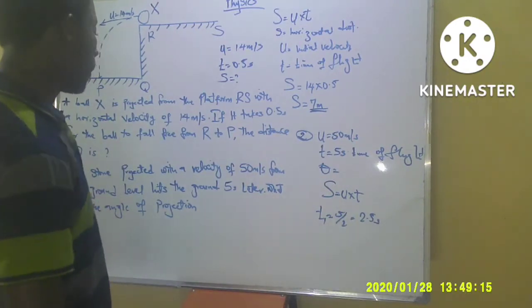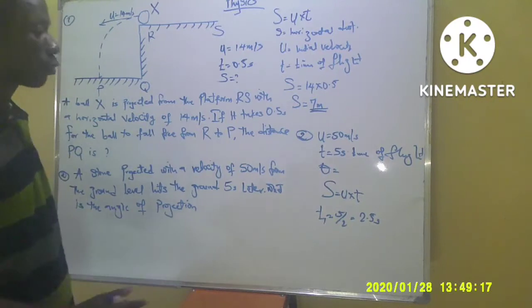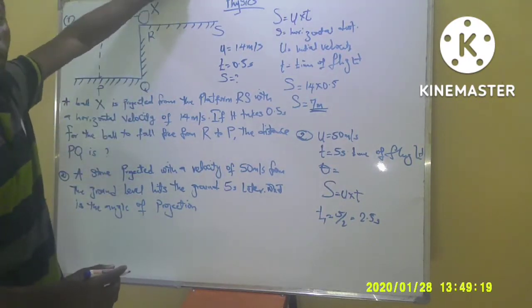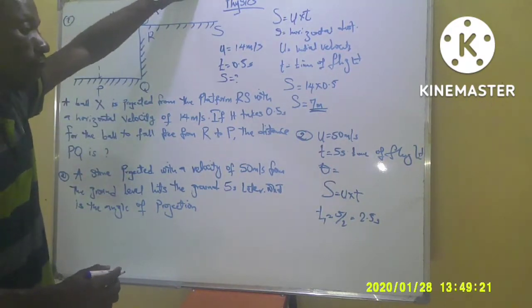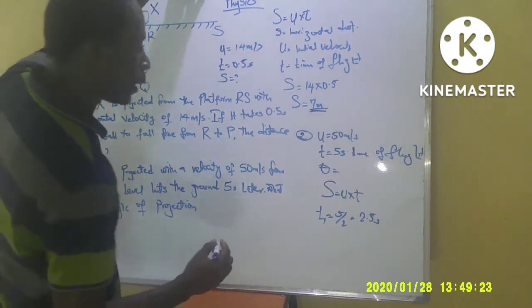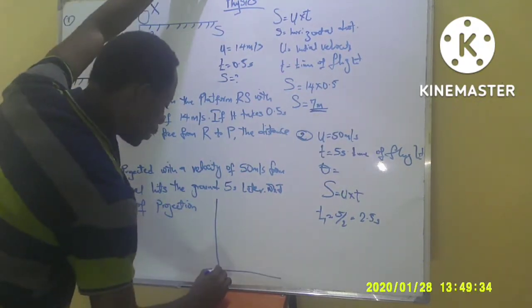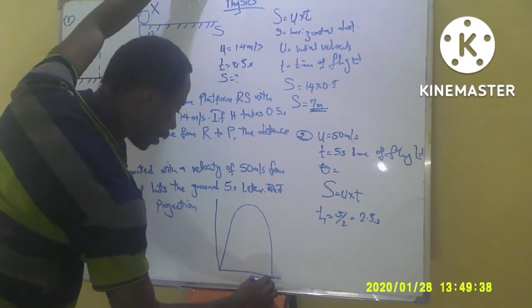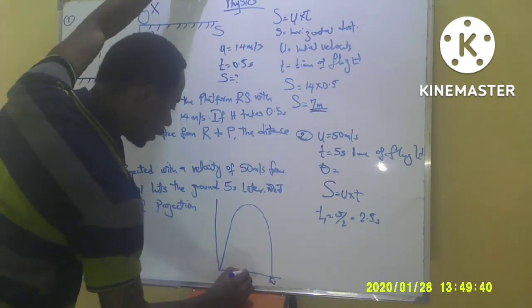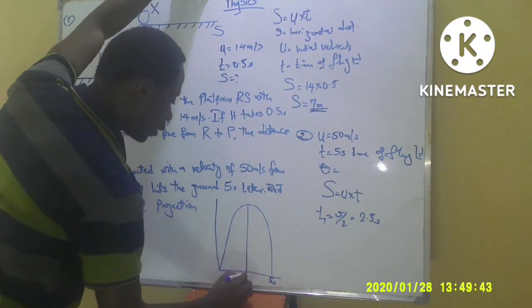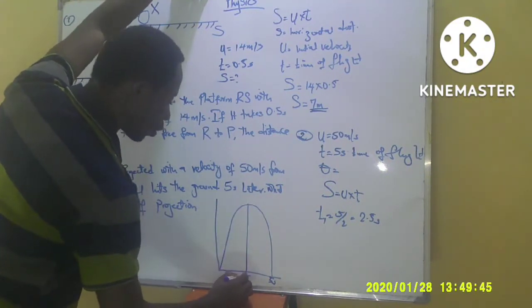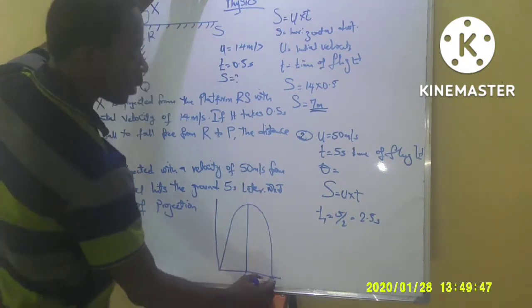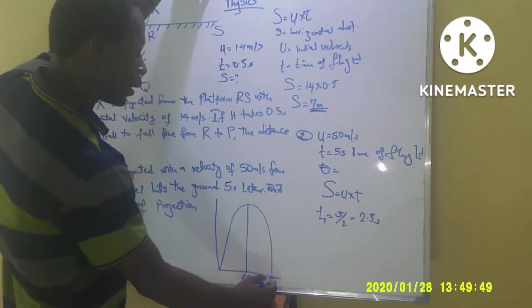So what is the angle of projection? We are taking into consideration the time of flight. The stone comes from the ground, goes up and goes back to the ground, so it takes 5 seconds. That means the time taken for the stone to get to this place is about 2.5 seconds, and another 2.5 seconds to get back, making it 5 seconds.